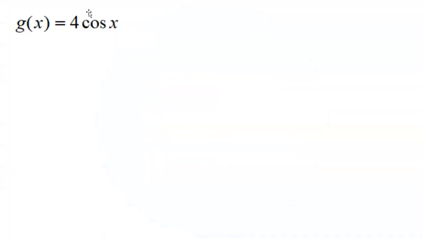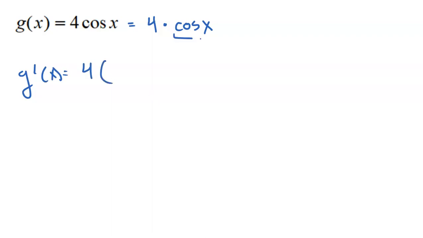All right, so here we go. Here is a function, g of x equals 4 times cosine of x. Now first, I'm going to understand that the 4 is a constant multiplier. What do we do with constant multipliers? We just leave them out in front when we find the derivative. So here we go. The derivative of this function is, just leave that constant multiplier out in front. The derivative of cosine we just talked about is negative sine of x. Therefore, my final answer is negative 4 sine of x.